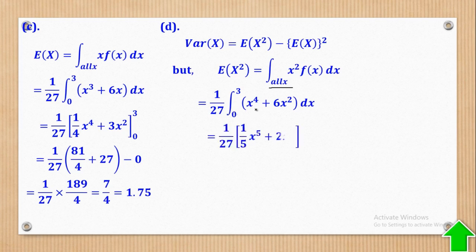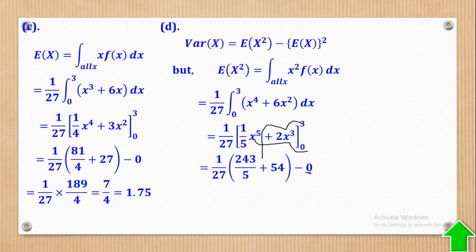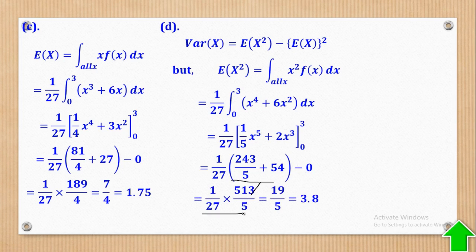So when I integrate, x power 4 gives me 1 over 5 x power 5. Then 6x squared, when integrated, gives me 2x cubed. Next is to substitute. When I substitute this 3 here and here, I'll come up with this bracket. When I substitute 0 here and here, I'll come up with 0. When I simplify further, this bracket will give me 513 over 5, and when I multiply these two, I'll come up with 19 over 5, which is 3.8.